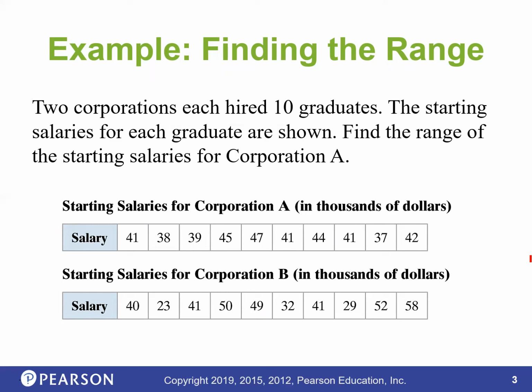Not the range. We already figured out the range was 10 grand. I want the average. What do we do to find the average? Add them up, divide by 10. Cool. Add them up, divide by 10. Let's see what we get.